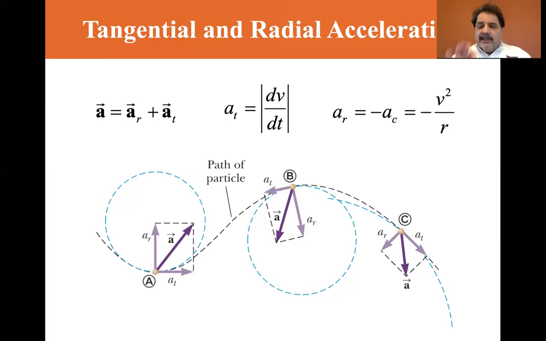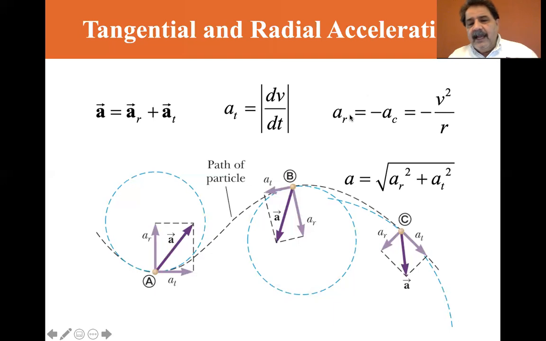The unit vector r is from the origin of the circle outward. So the radial acceleration is actually pointing in the opposite direction of the unit vector r, and that's why it's negative. The radial acceleration is the negative of the centripetal acceleration, which is minus v squared over r. All right. And the magnitude of the total acceleration is the square root of the radial acceleration squared plus the tangential acceleration squared.